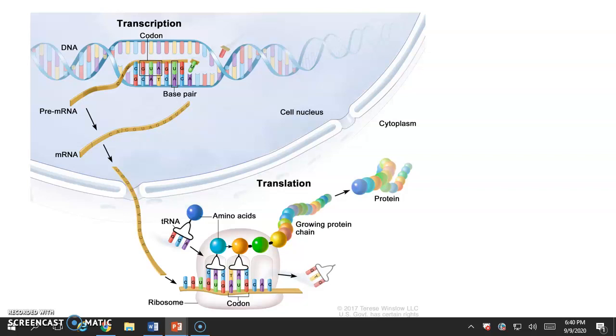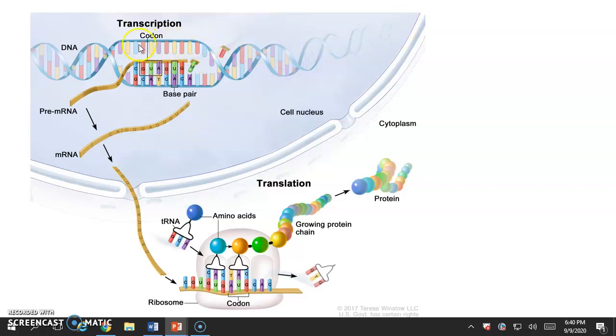Okay, so for transcription, what happens is there is an enzyme necessary for what they call unwinding of the DNA. So you can see here where the hydrogen bonds are formed, and that's keeping the DNA in that double helix.